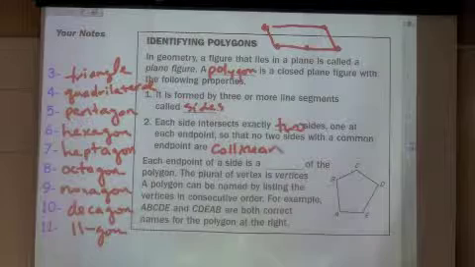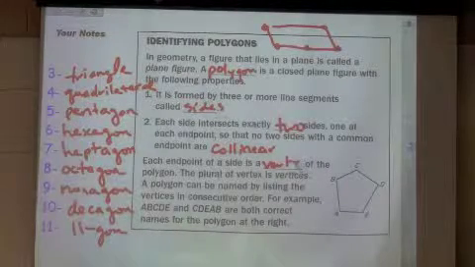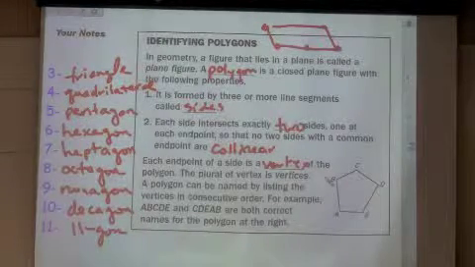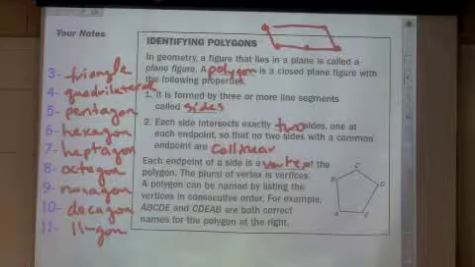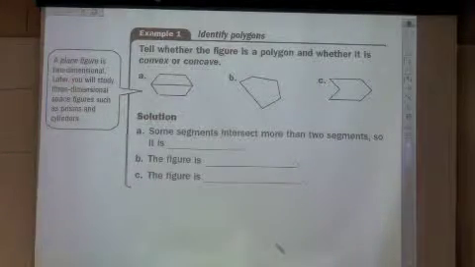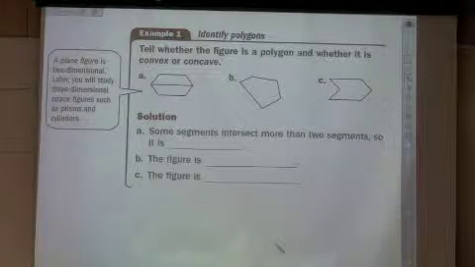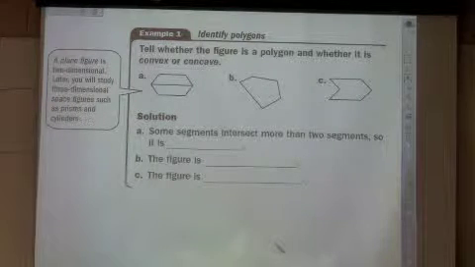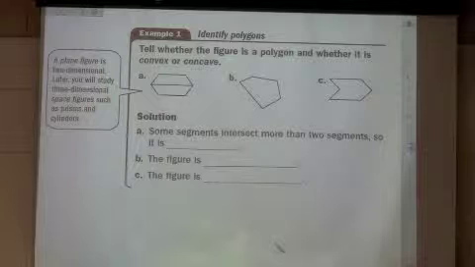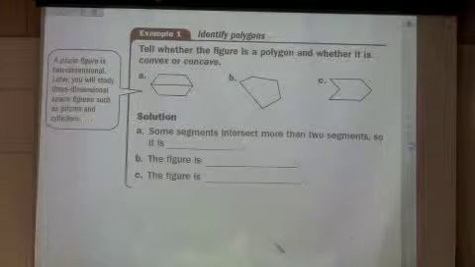Okay. Each endpoint is called a vertex. So that's just rehashing some of the vocab we've done. Let's see what we've got next. Okay, identifying polygons. Tell whether it's a polygon in the first case, and then tell whether it's convex or concave. Who thinks they've got A? Is that a polygon?